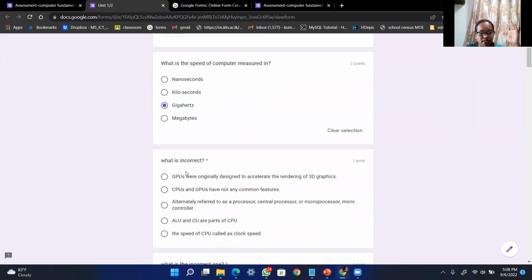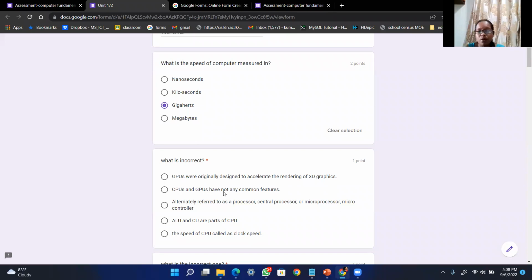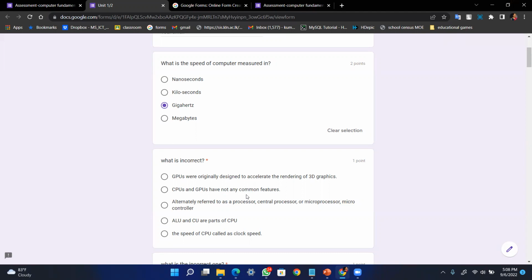What is incorrect? Regarding the GPU and CPU, GPUs were originally designed to accelerate the rendering of 3D graphics. Is that correct? Correct. Yes, correct. CPU and GPUs do not have any common features. Incorrect. Yes, not any common features.